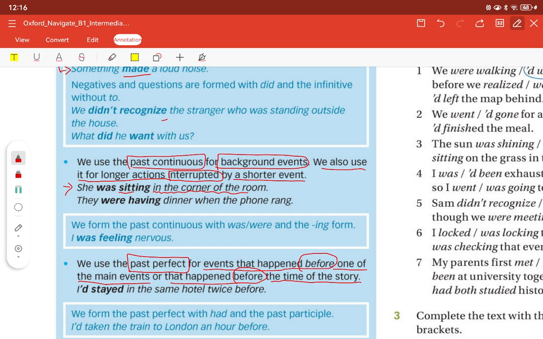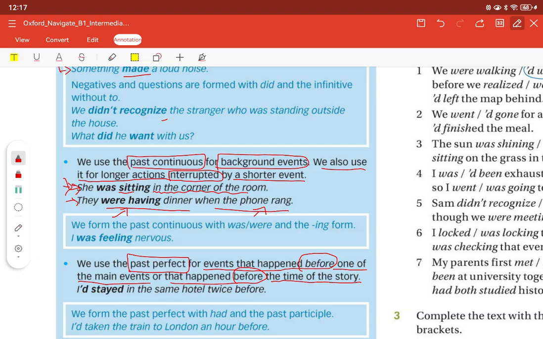Now let's just focus on this. They were having dinner when the phone rang. So these are two examples here. The first example talks about background events, what's happening in that room: she was sitting in the corner of that room. But the next example, they were having dinner when the phone rang, is a longer action. They were having dinner; the phone ringing is a shorter event, a shorter action.